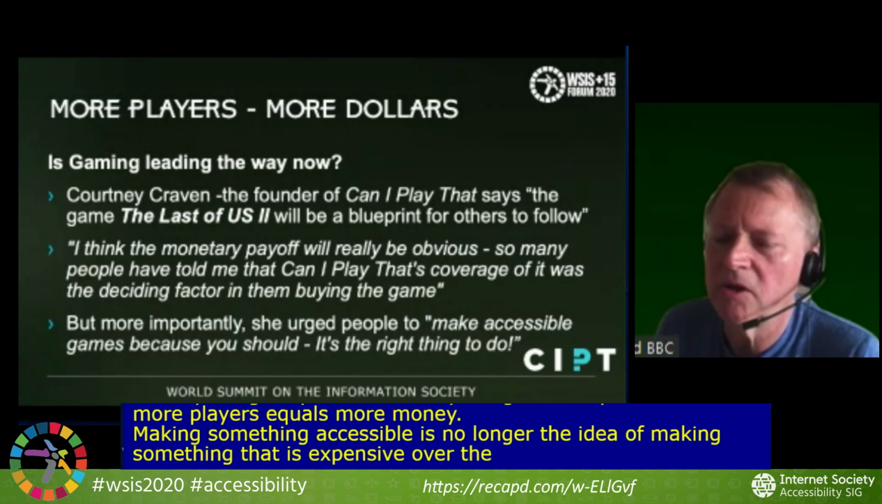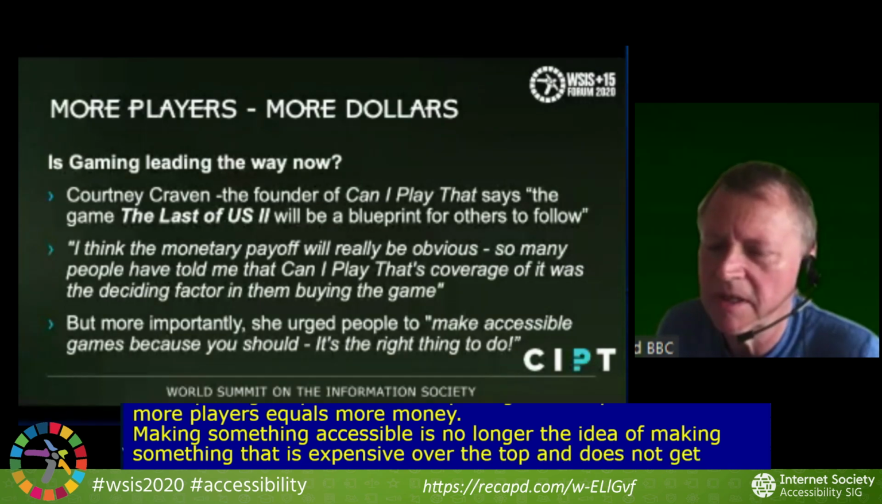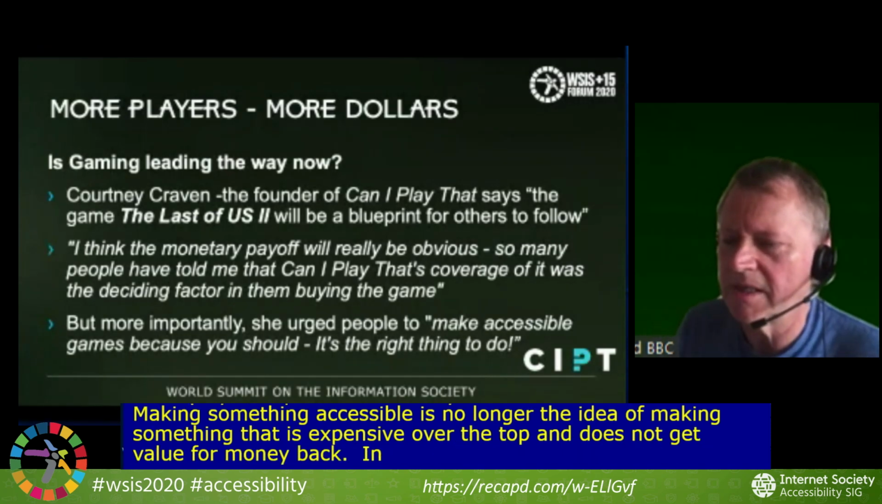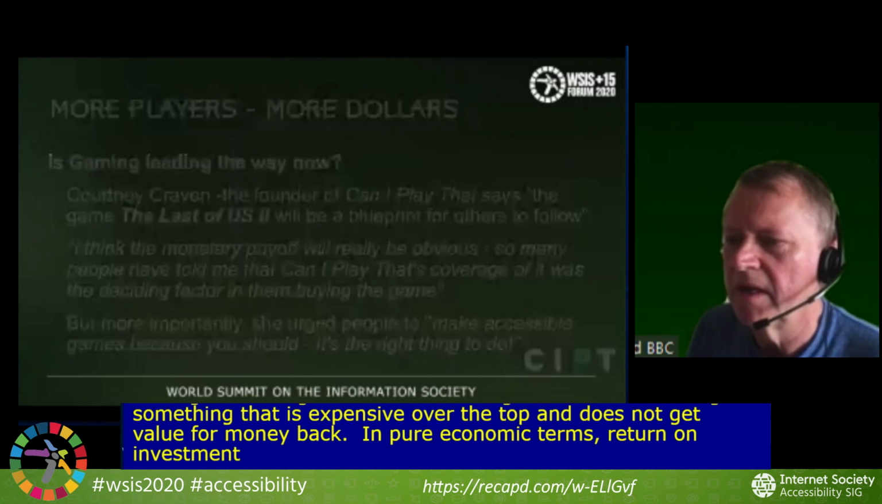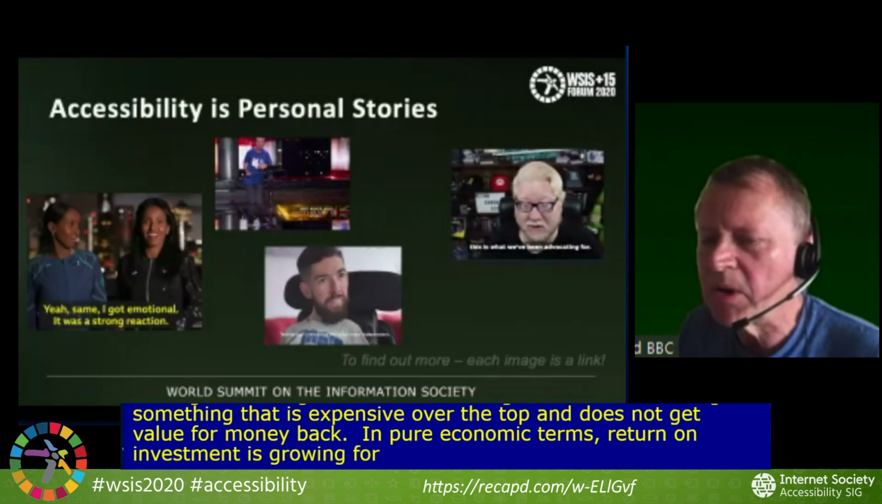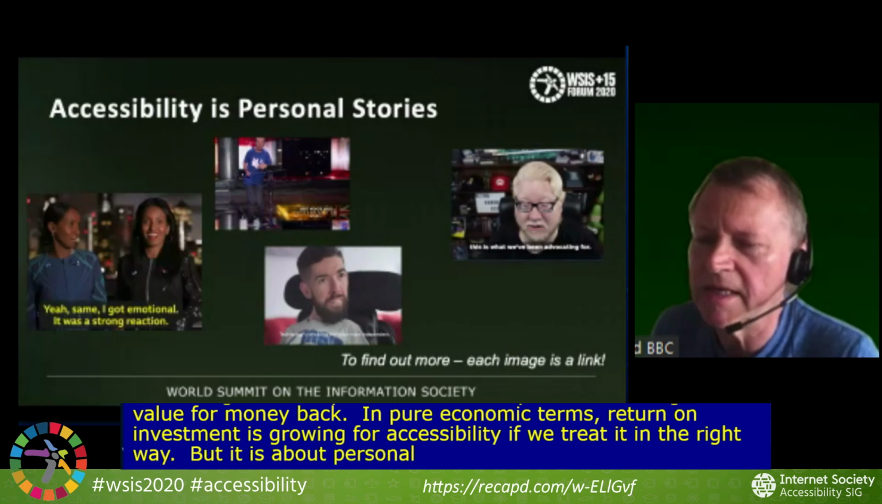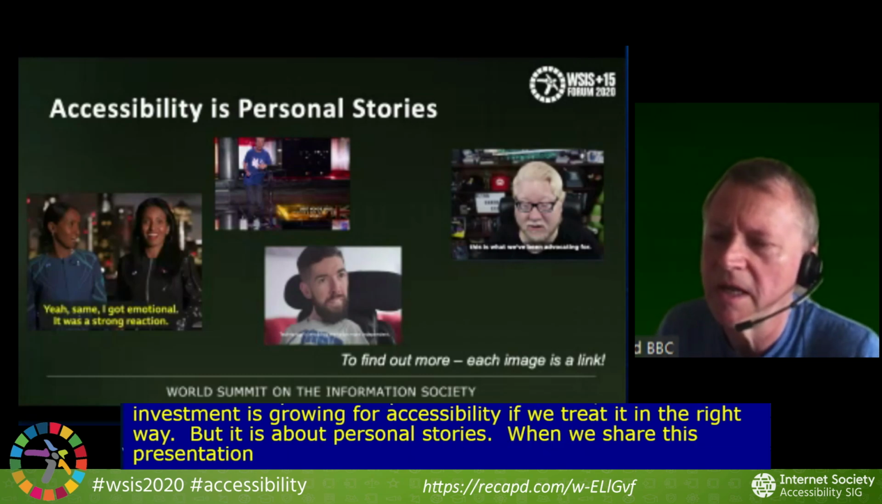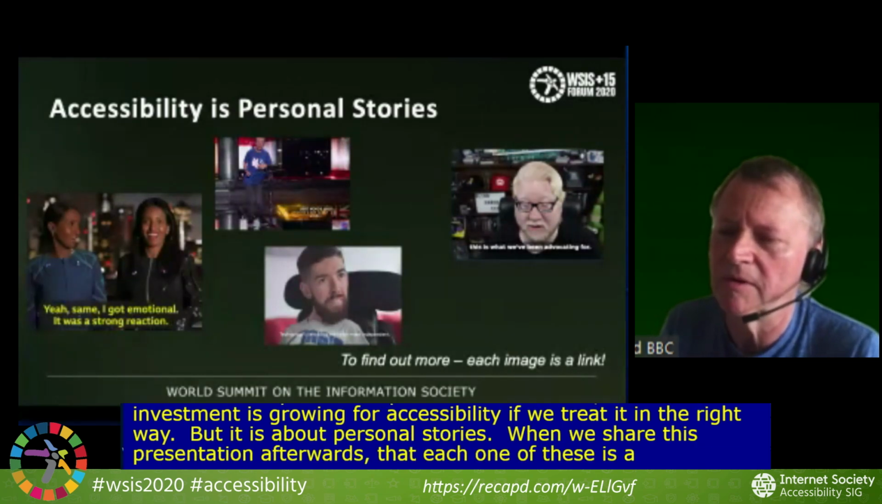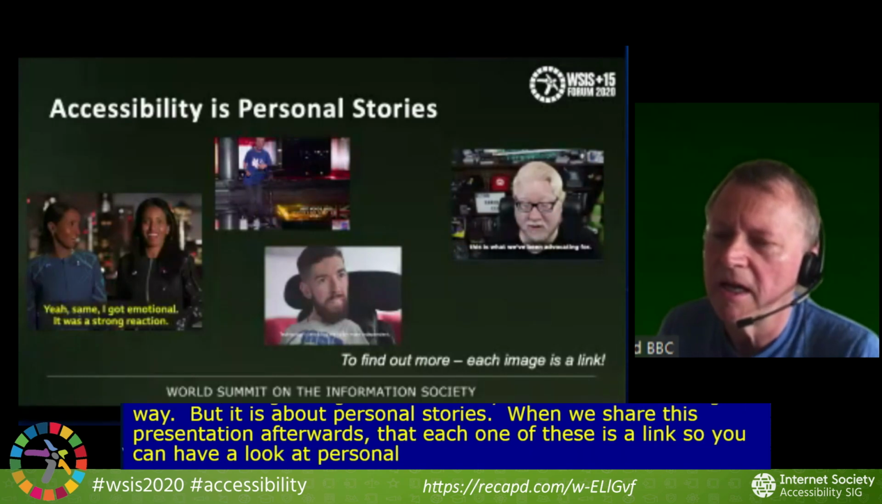In pure economic terms, return on investment is growing for accessibility if we treat it in the right way. But it's about personal stories, and when we share this presentation afterwards, each one of these is a link that you can have a look at, personal stories about people who are seeing accessibility change and the companies that are driving it.